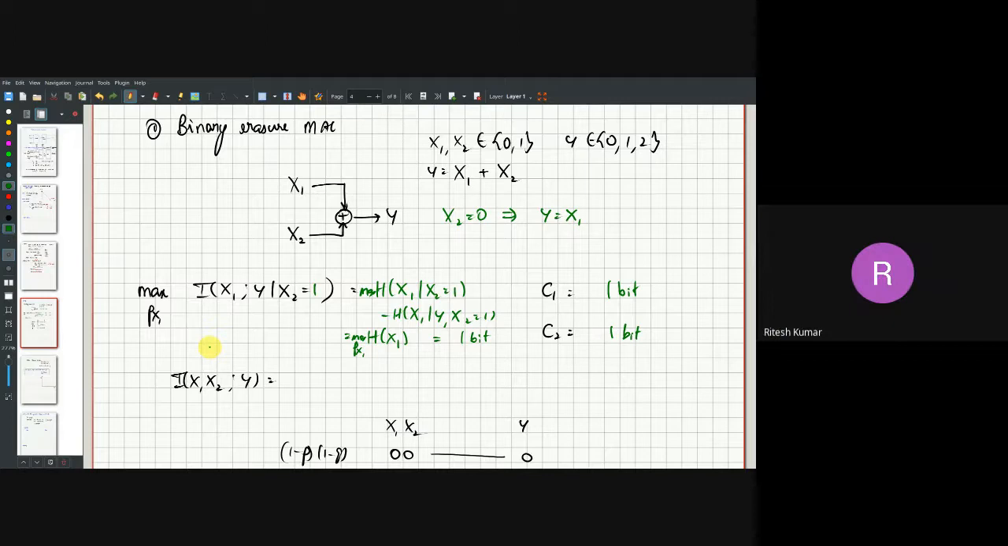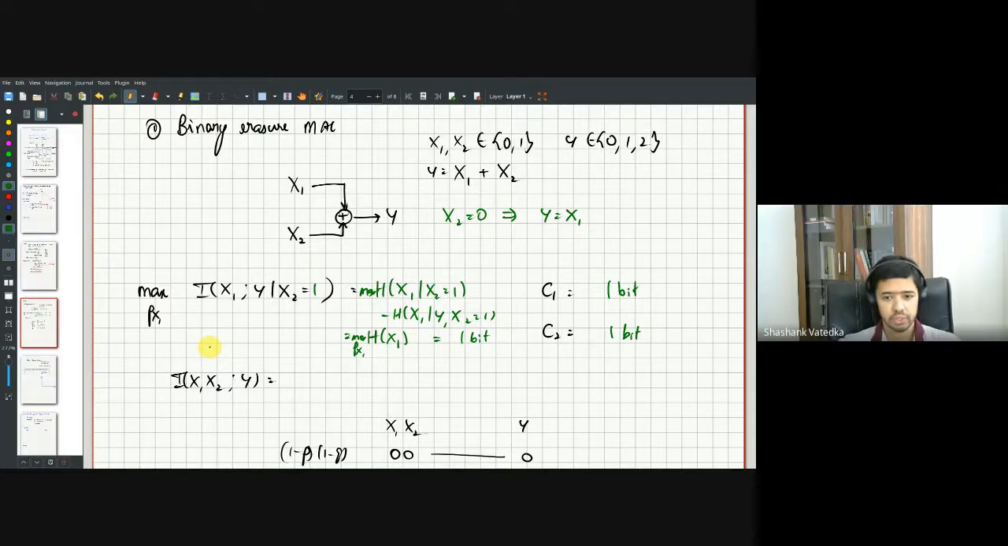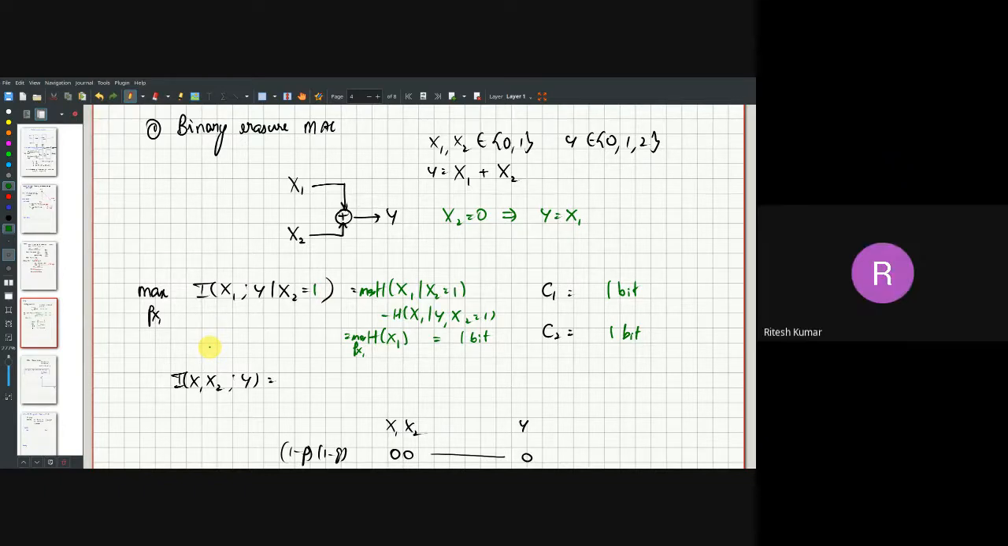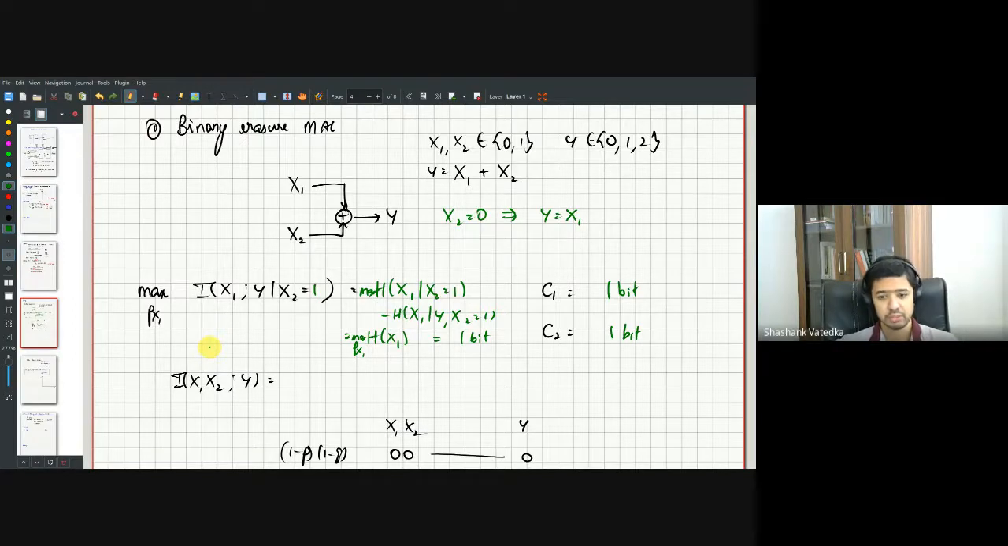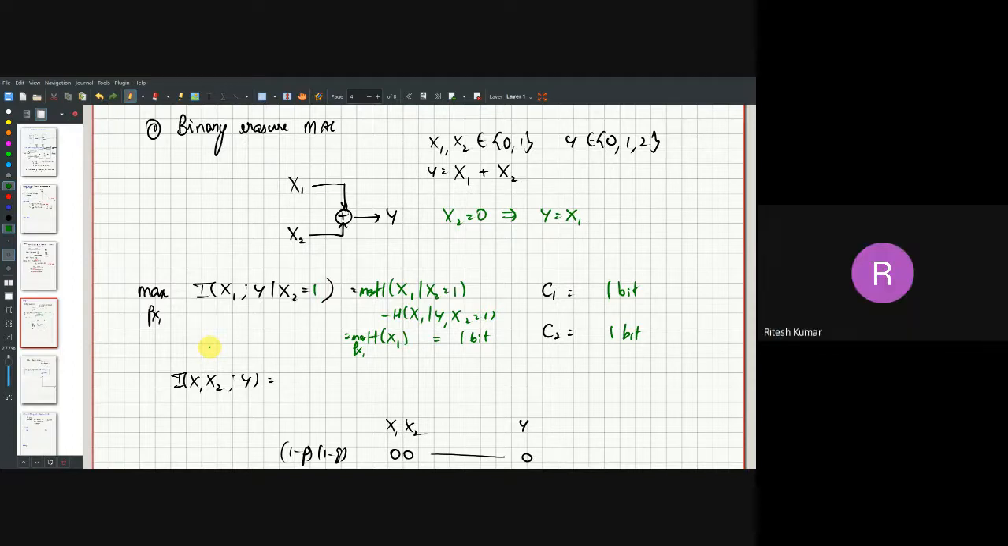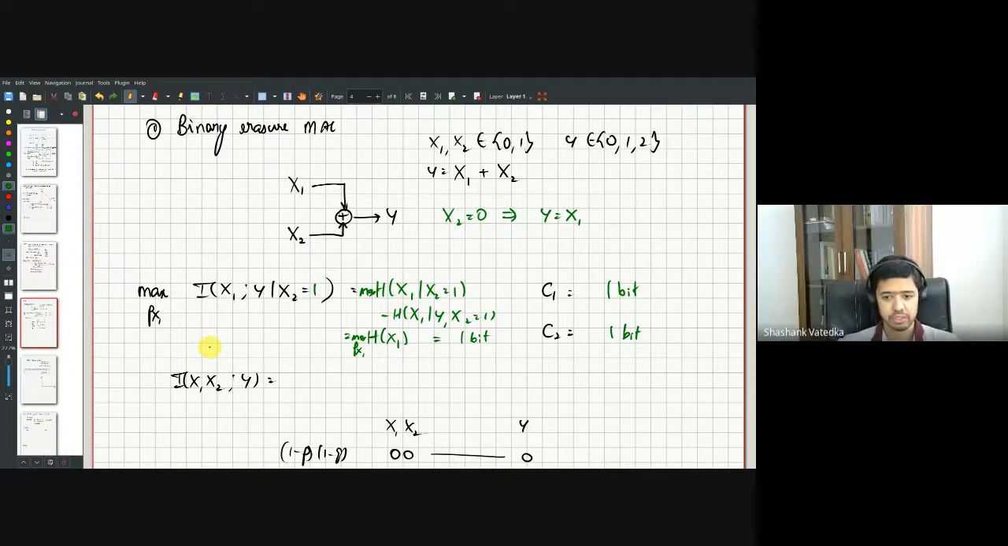Again, the output will be just the reverse of X1, because Y is equal to X1 plus 1. So given X1, Y is a deterministic function of X1, and similarly X1 is a deterministic function of Y. So H(X1 given Y) is equal to 0. Similarly, X1 is independent of X2 anyhow. Therefore the mutual information is still equal to the entropy of X1, so the maximum mutual information is still 1 bit.